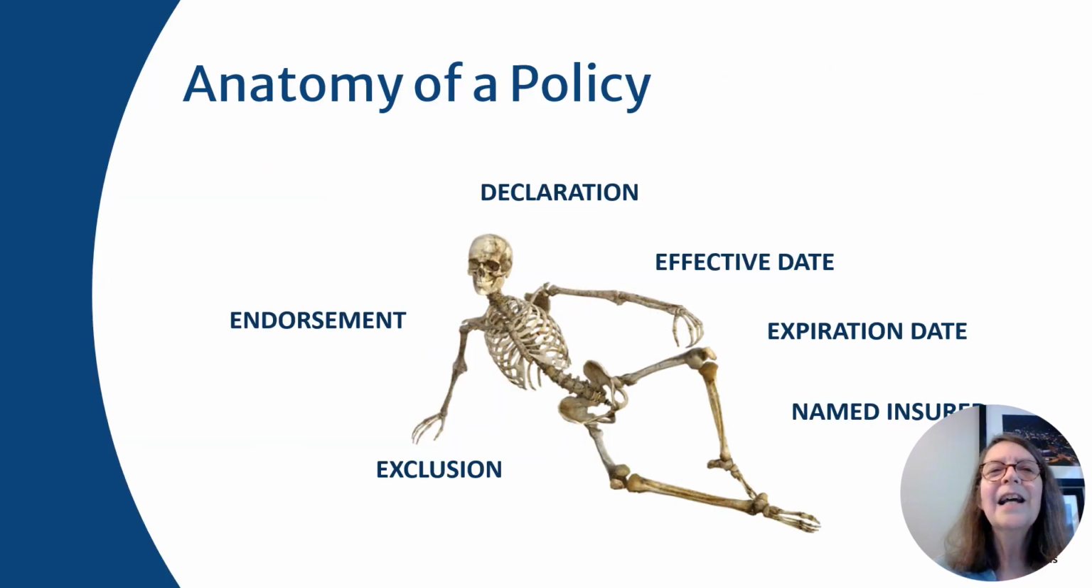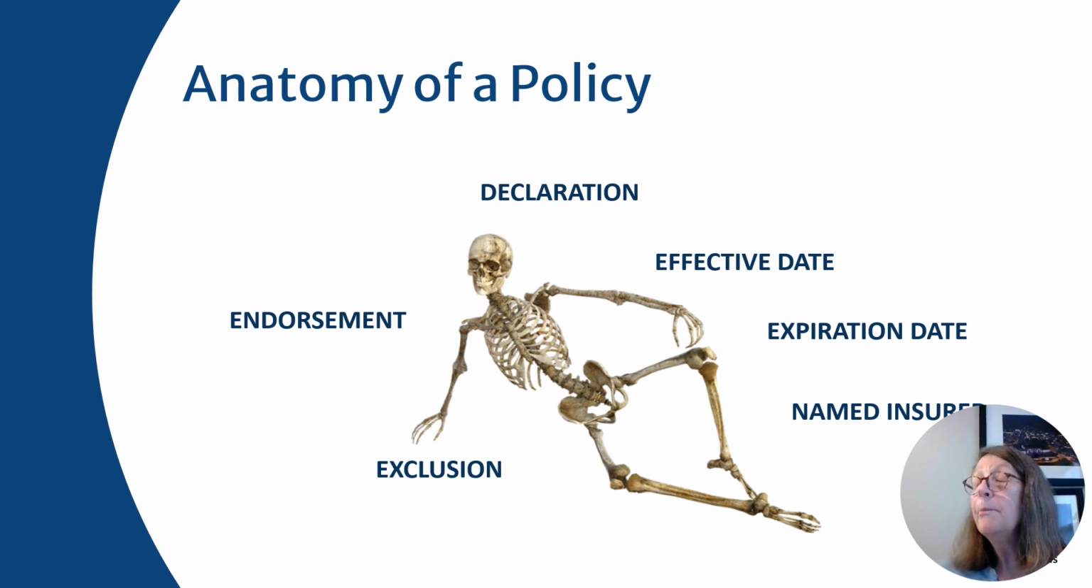Now, let's dissect that insurance policy and talk about its various parts. Declaration, that's the policy statement about the insurance applicant and the property covered. Effective date, the date coverage starts. Expiration date, the date coverage ends.